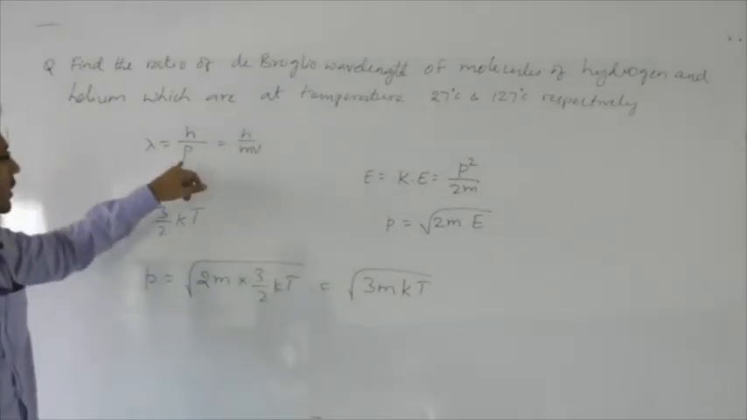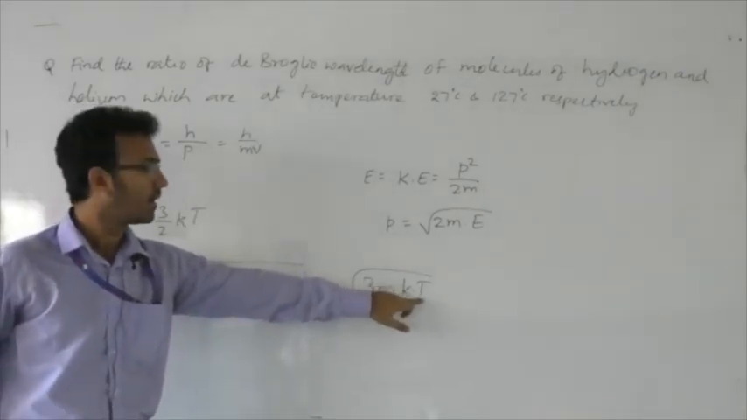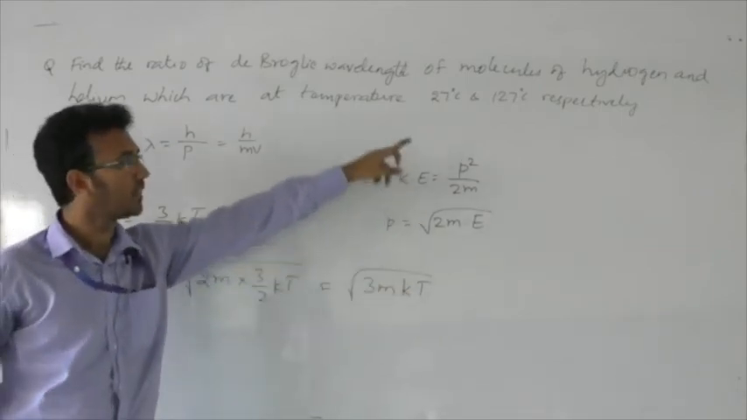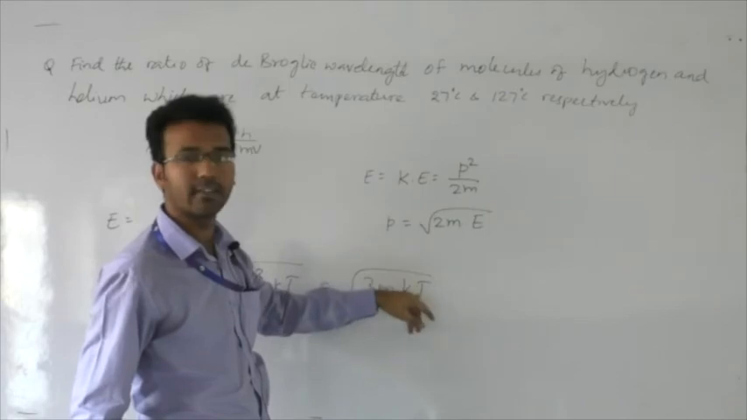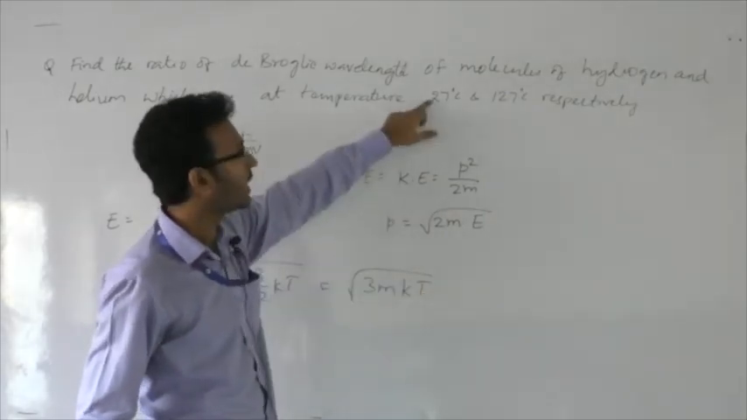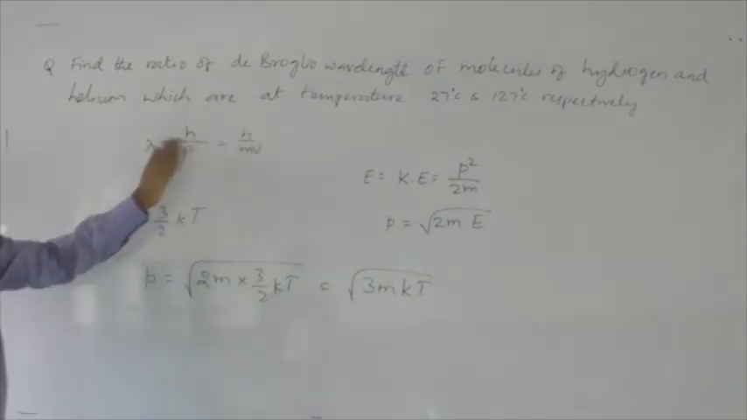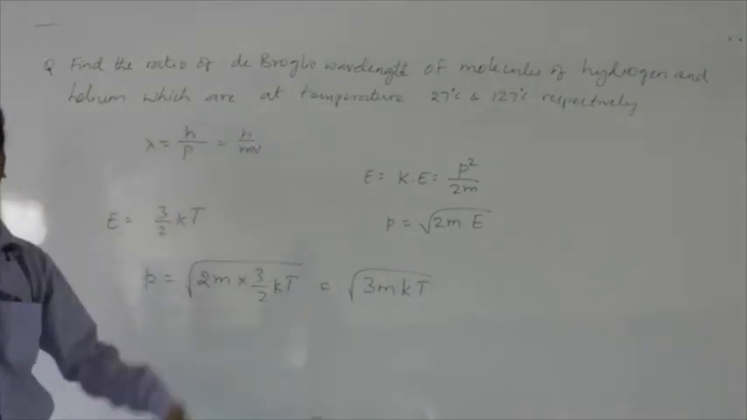Now what we do, for the first molecule, instead of p you put root 3mkT at the first temperature. Then for the second molecule, put T as 127. These are in degrees centigrade, so we have to convert them into Kelvin by adding 273. We put that value and then find the ratio of the wavelengths. We'll see how to proceed in the next lecture.